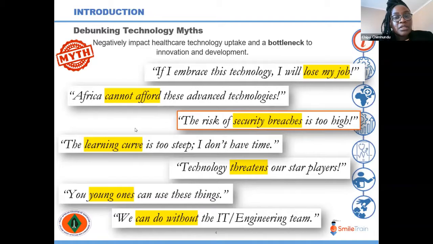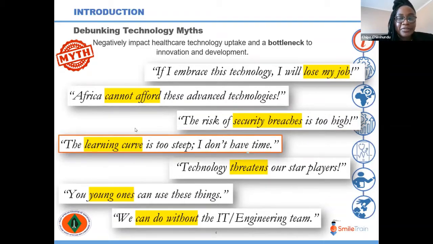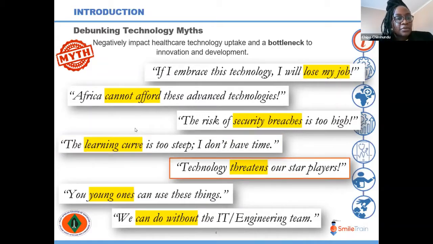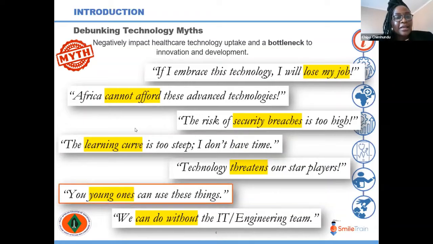There are also fears around security breaches, particularly for digital systems being too high. Fears around steep learning curves, particularly with older generations or older professionals who feel the technology is too difficult to learn. There are also fears around, for example, when we have our star surgeons or star anesthetists, we fear that teaching them new technologies might make them leave our practices because we are putting too much of a burden on them. This one is my personal favorite, where there are people who have actually said to me, this technology is for you young ones. And it's absolutely not true, and we will go through that and see why.